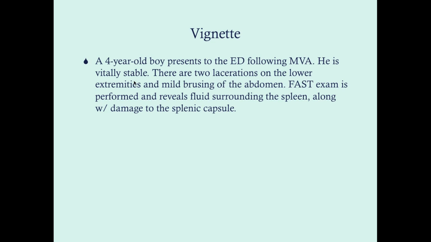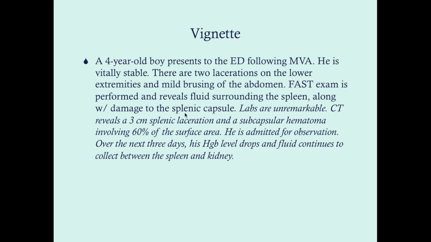So we do this sonography on him, and we find that there is fluid surrounding the spleen. Now you're going to be looking in the left upper quadrant, the spleen, left kidney. You're going to be looking at the liver, as well as the right kidney. You'll be looking at the bladder. So you'll be looking at various structures. But here in the left upper quadrant, we see some fluid surrounding the spleen, most likely blood, along with damage to the splenic capsule. So we get labs that are unremarkable. CT reveals a 3-centimeter splenic laceration and a subcapsular hematoma involving 60% of the surface area.